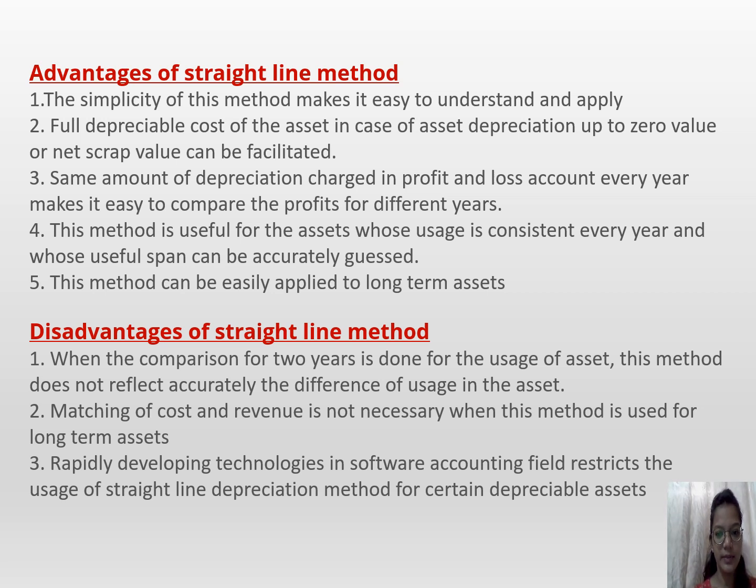Disadvantages of the straight line method. When a comparison for two years is done for the usage of an asset, this method does not accurately reflect the difference of usage in the asset. Matching of cost and revenue is not necessarily achieved when this method is used for a long-term asset. In the rapidly developing technology and software accounting field, usage of the straight line depreciation method for certain depreciation values is a limitation.